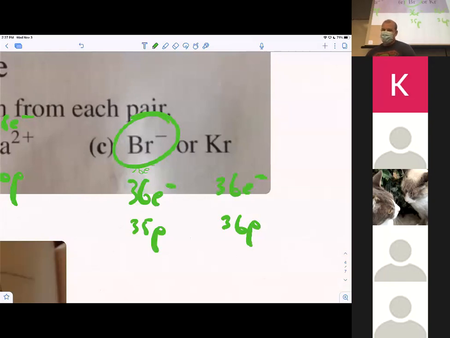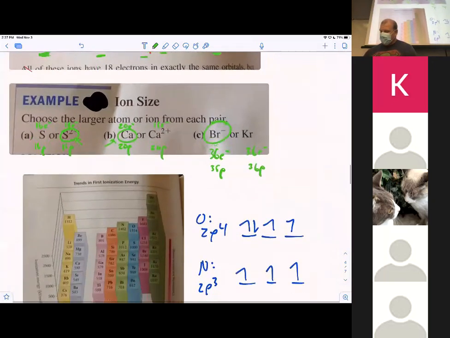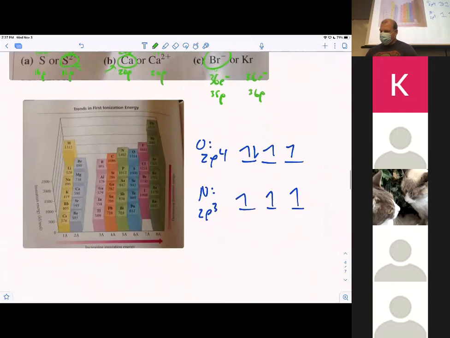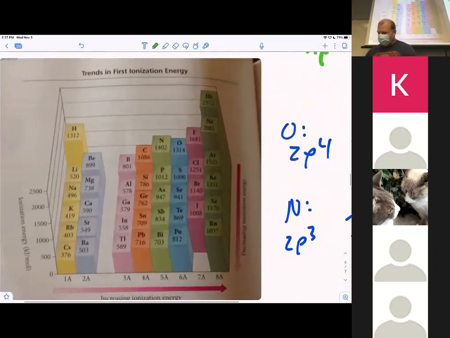So, questions so far? And then generally speaking, anions tend to be bigger than cations because of that reason. General idea. Okay, so we talked about size.